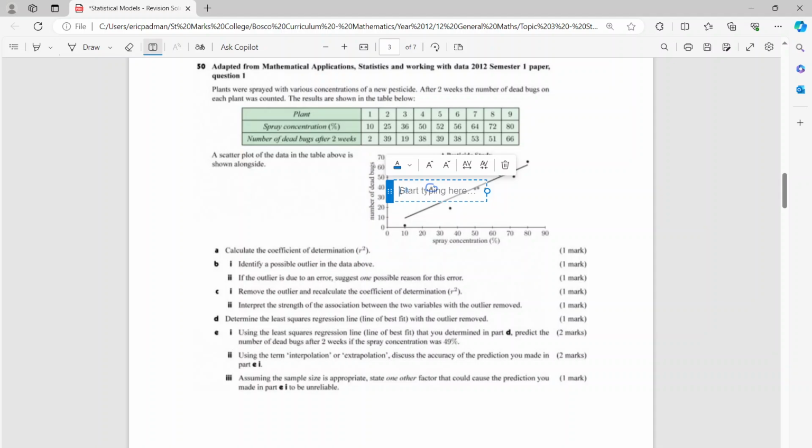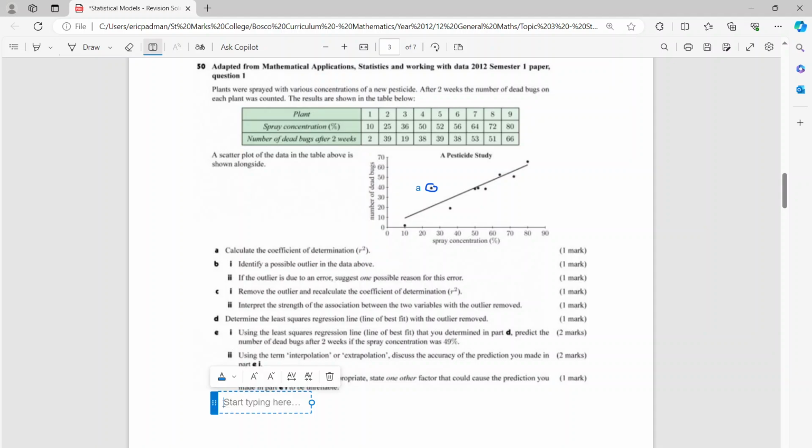Oh, I already did it. Oh yeah, there we go. That's the furthest away from the line of best fit. Is an outlier an error? Just one possible reason for this error. It's hard to write anything essentially intelligible for that.